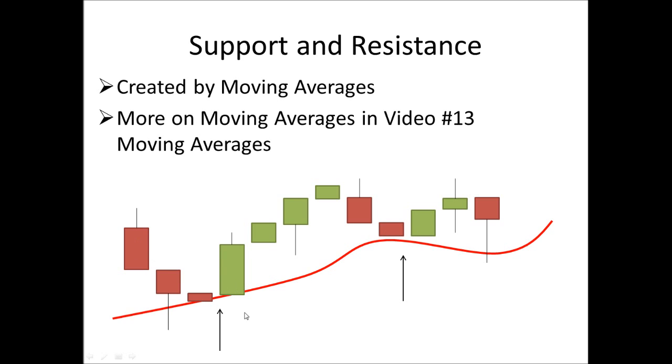The illustration on this slide has a moving average. Each time price reaches this moving average, it is rejected. We have a dynamic support created by this moving average. If price was below, the moving average could act as a dynamic resistance. And as always, I'll give you some real life examples of this on price charts.